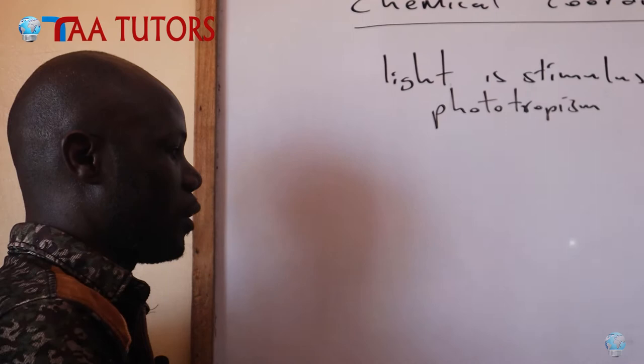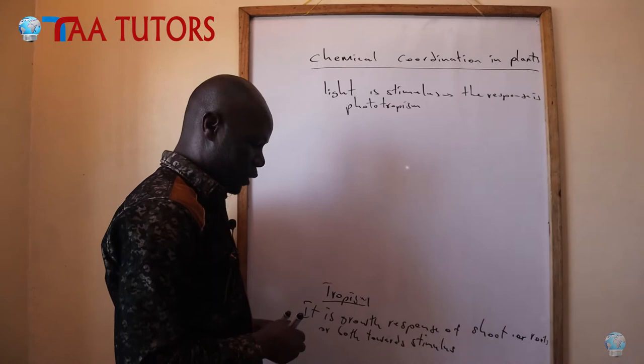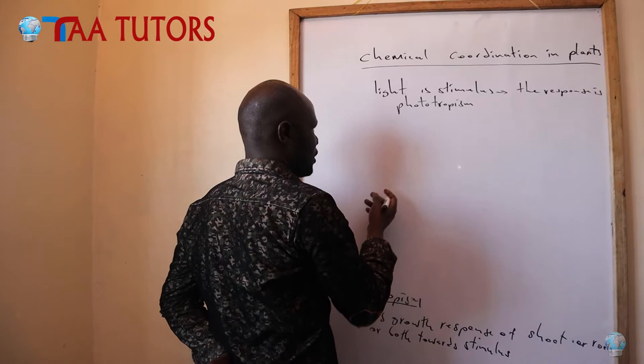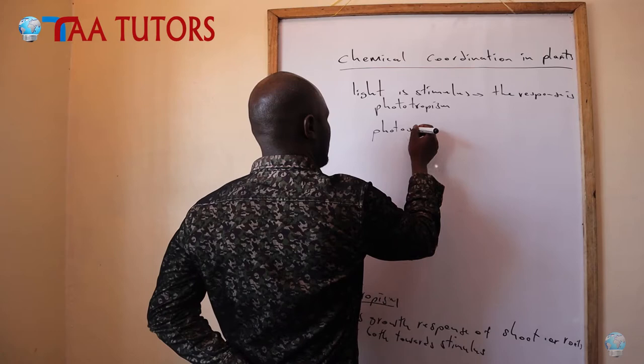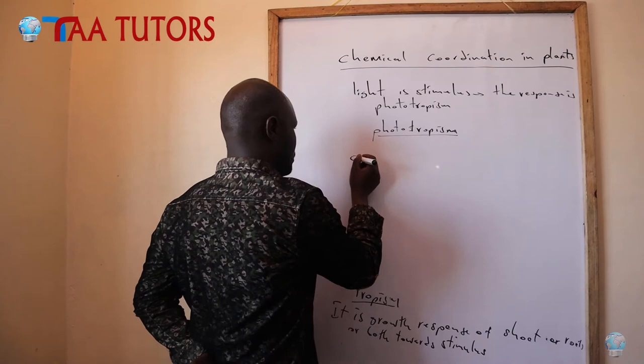So how will this growth response occur? How can we illustrate this? We can try to illustrate it using various examples. We can talk about phototropism here by illustrating it using a coleoptile.